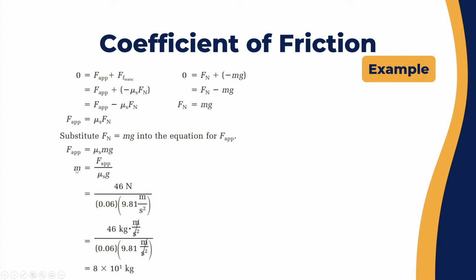Since he's asking for the mass of the sled, the mass equals F applied over mu static multiplied by g. We have F applied as 46, mu static as 0.06, and the gravitational acceleration 9.81. If you do the math, the mass will be 80 kilograms.